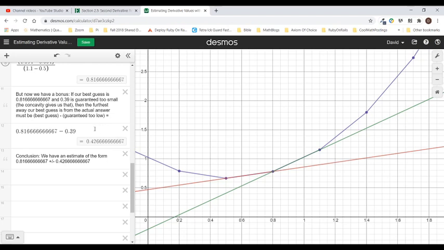What does this tell us? This says our answer has to be within 0.42666666. So what we get is something that's better than yesterday. We get a best guess of 0.81666666 plus or minus 0.42666666. Now, two things about that. Number one, we get a pretty good answer. And number two, we got a terrible answer. Look how big our error is.